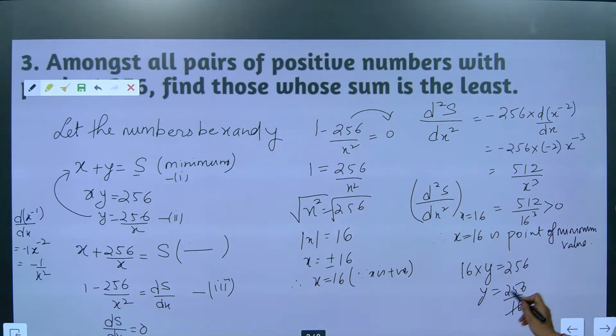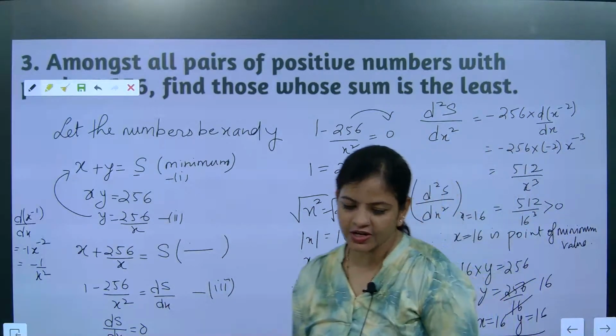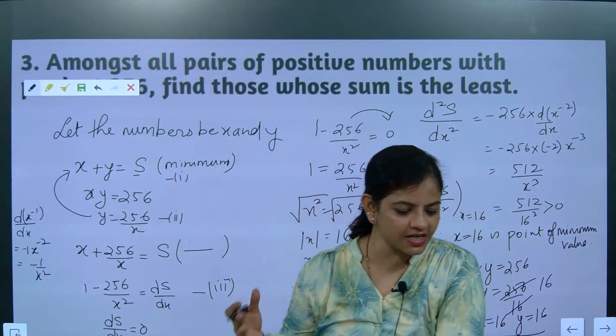Now we need to go for the next question, beta. So x equal to 16, y will be 16. This is the minimum value. Understood? Very good, Shivaranjani. The answer is coming as 16 and 16 for both.